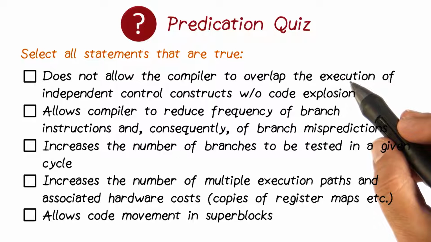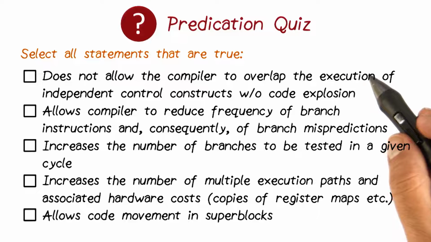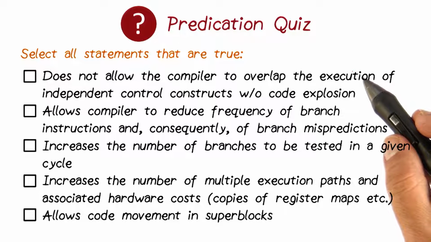Select all the statements that are true from the following list, and when a statement is true, put a check mark against it. Here are the statements which I'm going to read out. The first statement is, does not allow the compiler to overlap the execution of independent control structures without code explosion. Is this statement true for predication? The second statement is, allows the compiler to reduce the frequency of branch instructions and consequently of branch mispredictions. In the presence of predication, is this statement true or false? The third statement is, increases the number of branches to be tested in a given cycle. Is this true or false?